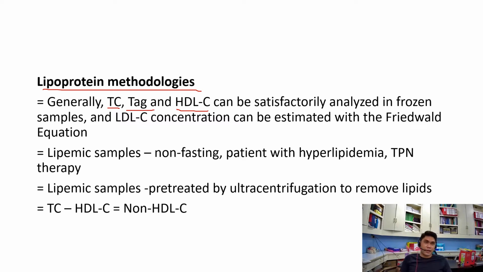Lipemic samples are usually pre-treated by ultracentrifugation to remove lipids like your chylomicrons. You can remove some of the lipids using ultracentrifugation because chylomicrons are the least dense, so they float. Then, if you want to measure non-HDL concentration, the formula is your total cholesterol minus HDL cholesterol, and that's your non-HDL cholesterol, or the other major lipoproteins like LDL, VLDL, and chylomicrons. But usually chylomicrons are absent in a fasting specimen.